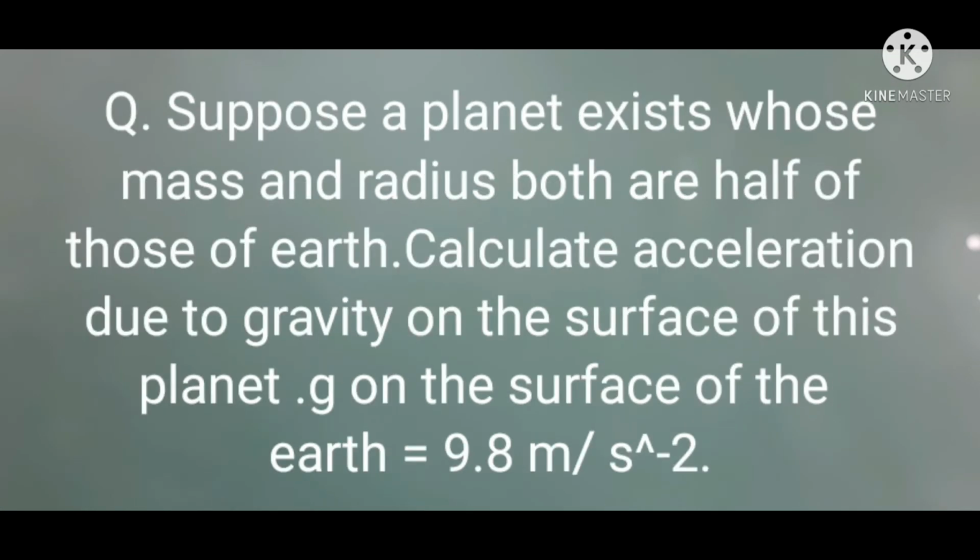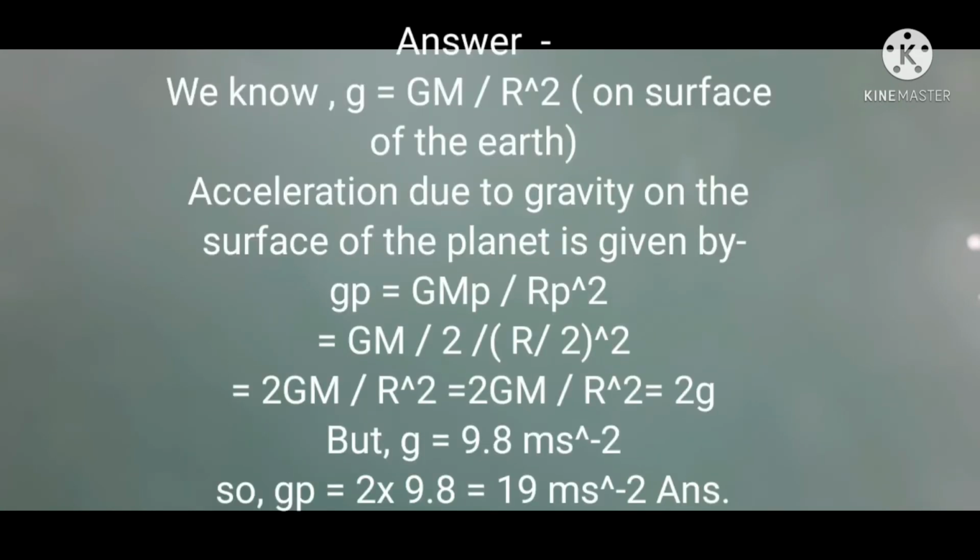Next question. Suppose a planet exists whose mass and radius both are half of those of Earth. Calculate acceleration due to gravity on the surface of this planet. Small g on the surface of the Earth is equal to 9.8 meter per second square. Answer. We have small g is equal to capital G, capital M upon R square.